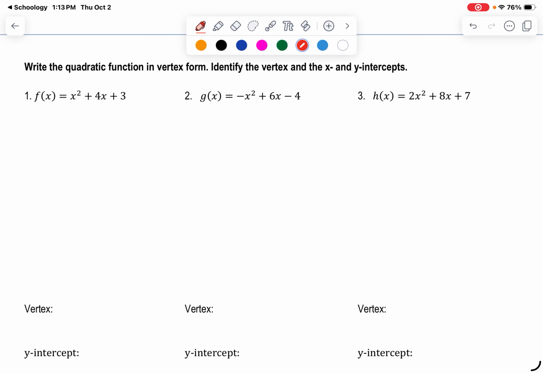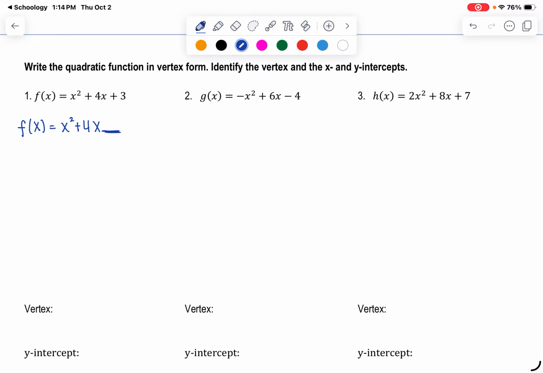So I'm going to complete the square. I'm going to do it the first way I showed you. Instead of finding the vertex first, I'm going to complete the square. So f of x equals, I'm going to complete the square for x squared plus 4x. Remember, the lead coefficient has to be a 1, which it is.